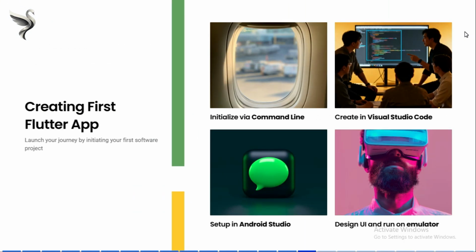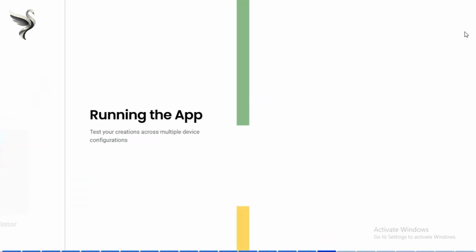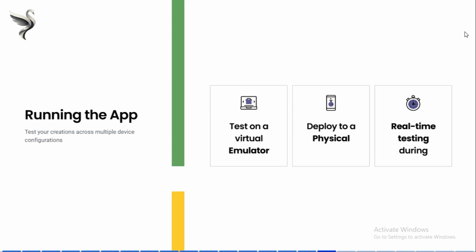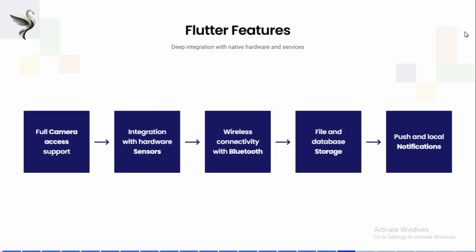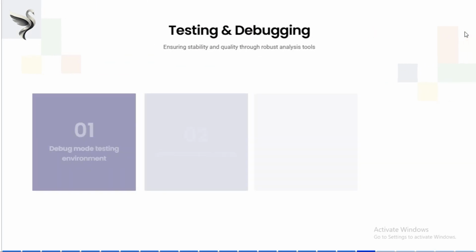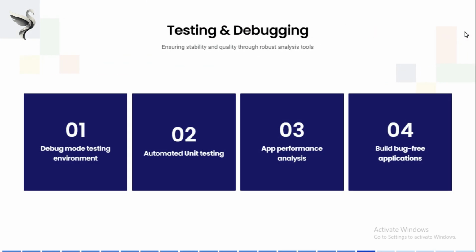Flutter features. Flutter provides support for camera integration, sensor access, Bluetooth, storage, mobile and desktop, notifications, testing and debugging tools. Testing and deployment. Running the app in debug mode, generating APK/exe files, testing on physical devices, publishing apps on Google Play Store and Apple App Store.